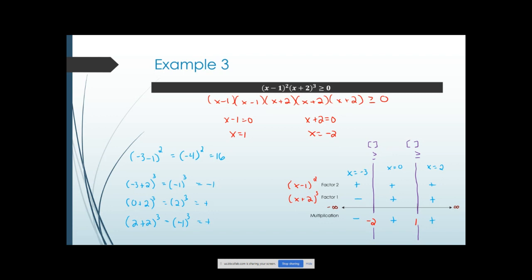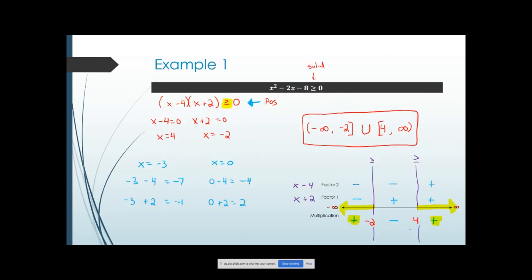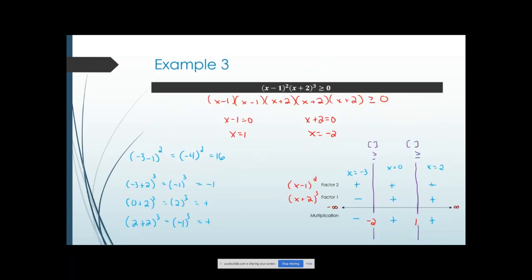So here's a different situation where we were alternating signs in our previous two. So example 2, we had plus, minus, plus underneath for the multiplication. Example 1 also had plus, minus, plus. But for example 3 here, we have minus, plus, plus. So they're not actually alternating.